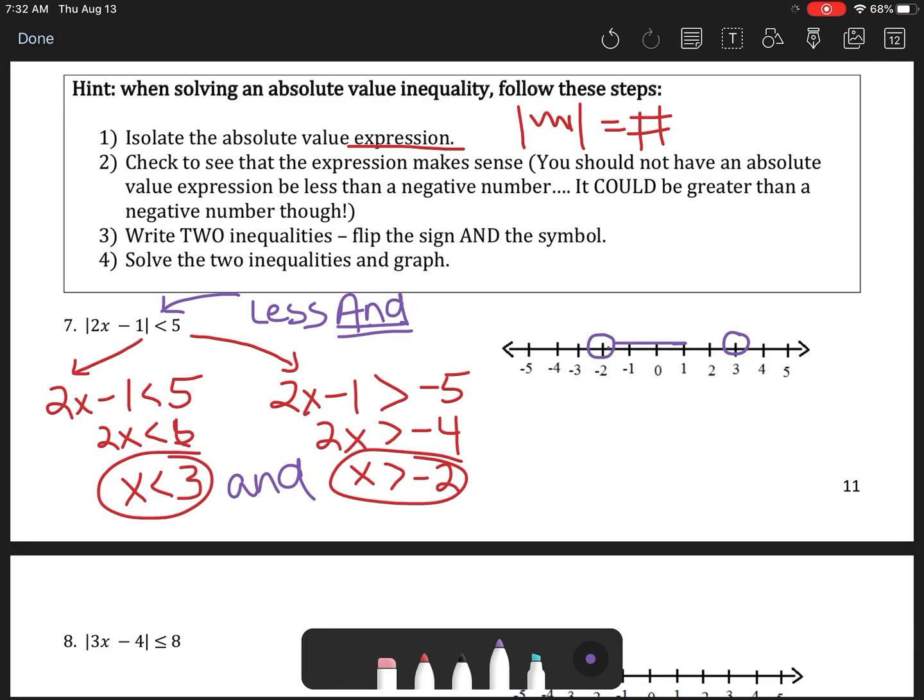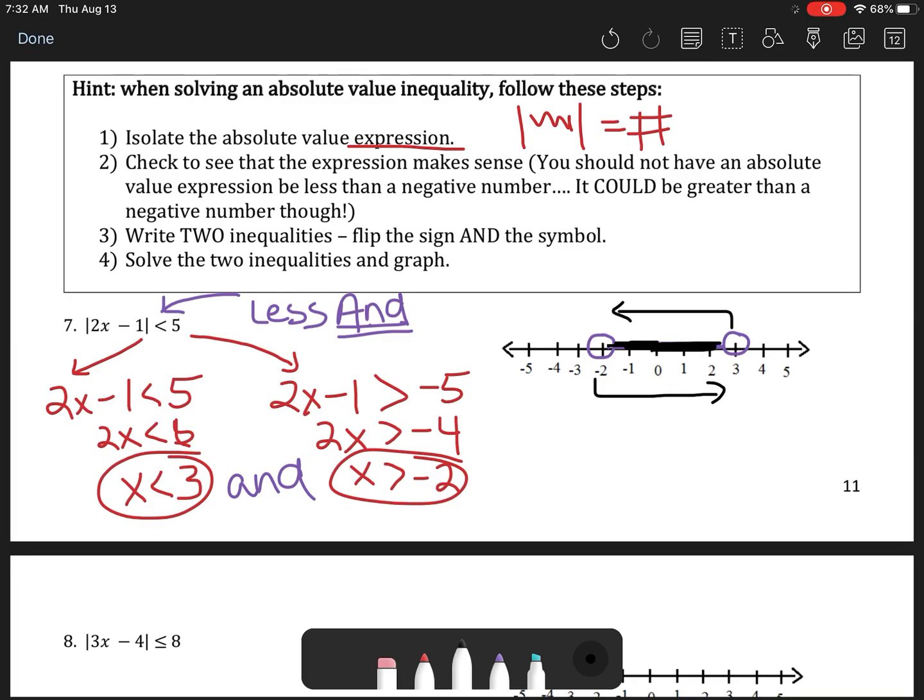Because it's an and statement, we should be coloring in the inside. And we can double check to make sure that we are on the right track on that. The first inequality is x is less than 3. That should be moving towards the left. The x is greater than negative 2 moves to the right. And you shade in anything that they have in common because it's an and statement.